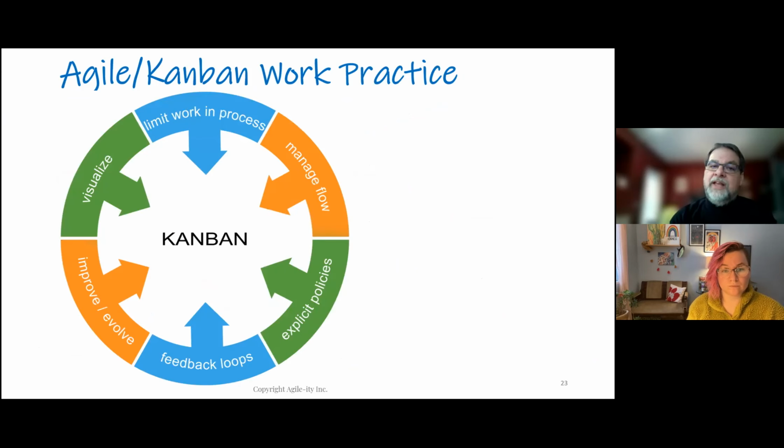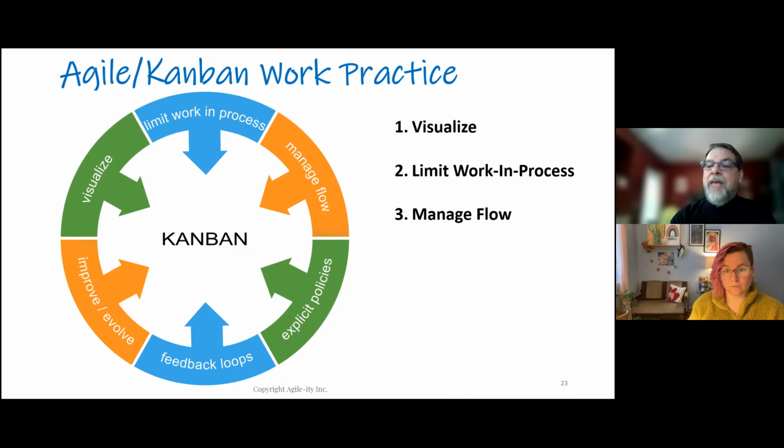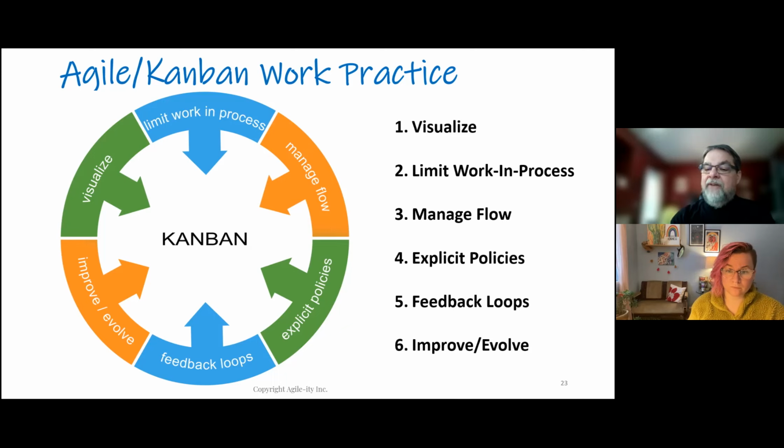The other work practice that's used sometimes in conjunction with Scrum is Kanban. And Kanban is all about visualizing your work process, limiting what you're working on at any one time, managing flow to get optimal flow out of it, that is getting stuff done, having explicit policies about the stages of the work, entrance and exit criteria, getting fast feedback loops established, and then evolving and improving your process. That's the retrospective.